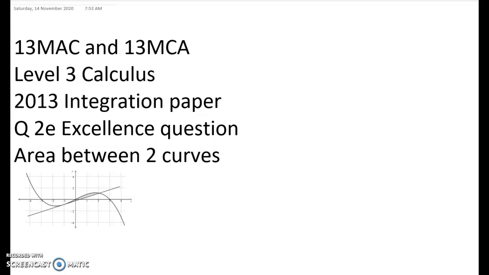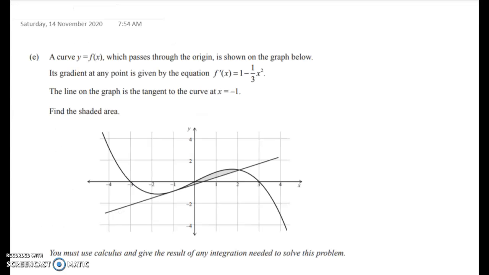This is question 2e from the 2013 integration paper. It's a nice question where we have to find the area between two curves, and we're given limited information to do that. So it really tests your understanding of some of the level 2 calculus concepts. We've got a curve, and the curve passes through the origin. Now that's extremely useful to us because you can pin down your plus c by knowing one point on the curve. We're given the gradient of that curve as this function, and we're told that the line on the graph that we're looking at is the tangent to the curve at x equals -1.